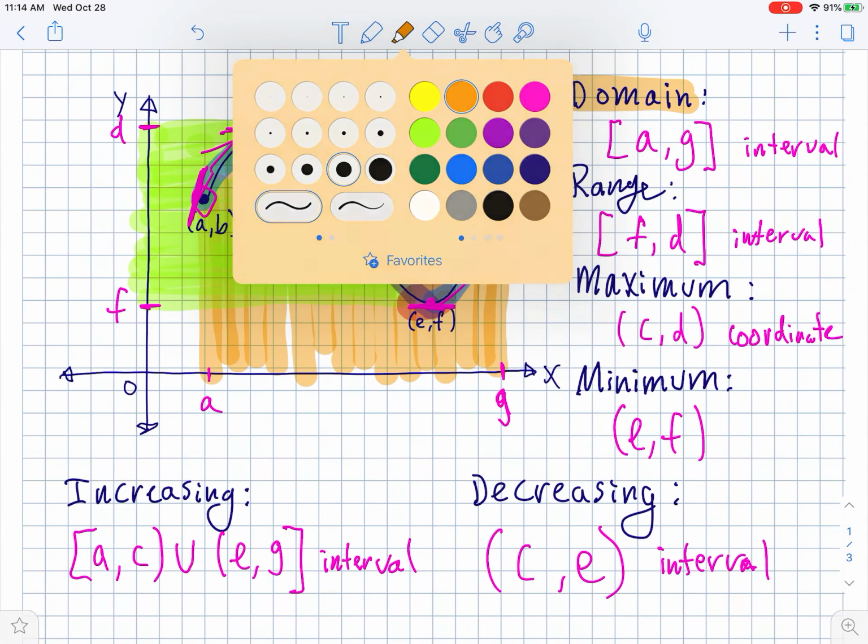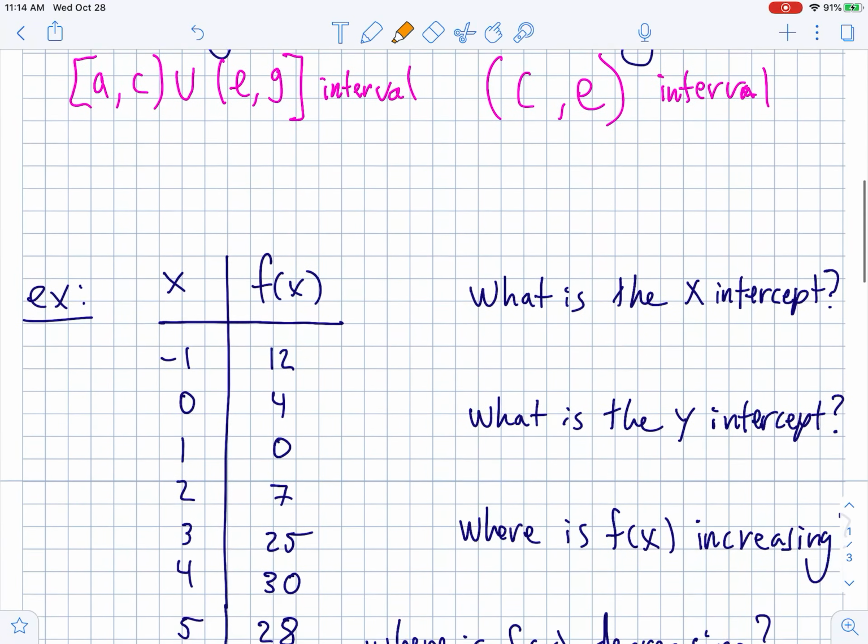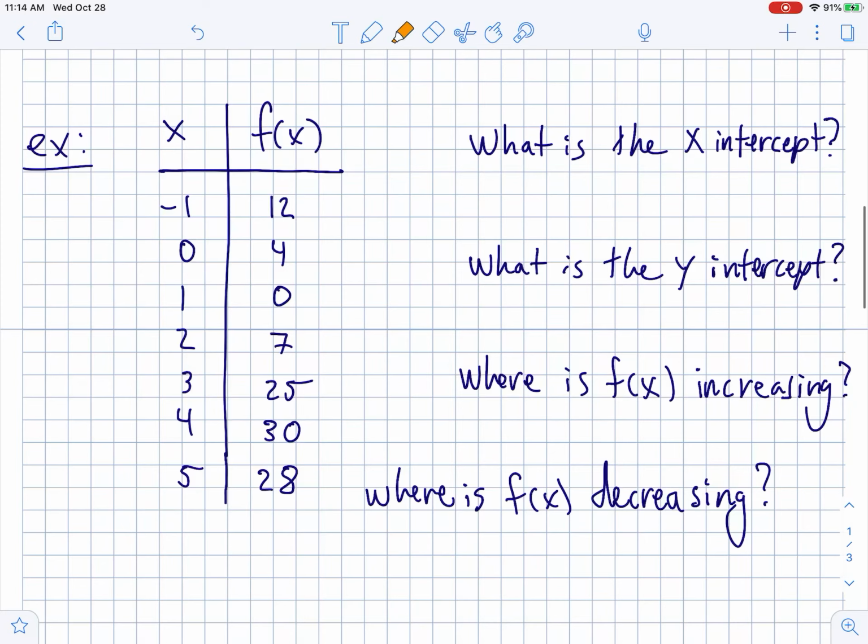The last thing, these are really the big concepts from the module. Domain, range, maximum, minimum, decreasing, increasing. Now, there were a couple more words that we used that I wanted to show you guys with this table. They are the X-Intercept and the Y-Intercept. And then I thought I'd throw in a little increasing, decreasing down here as well.